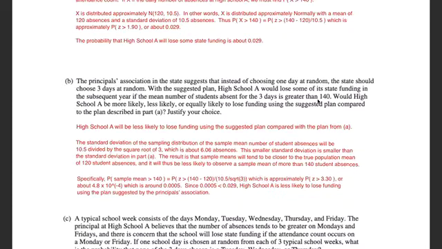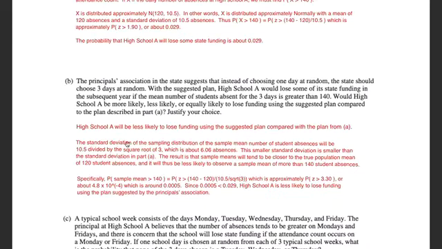So now the question, you're not technically asked to calculate the probability that we would lose state funding in this scenario. You simply have to decide, would high school A now be more likely, less likely, or equally likely to lose funding using this suggested plan compared to the plan in Part A? So you need to state your choice, and then you have to justify it. So you can justify that in terms of words, or you can use a calculation to do it. So I made my choice. High school A will be less likely to lose funding using the suggested plan compared with the plan from Part A. So here's my description in words.